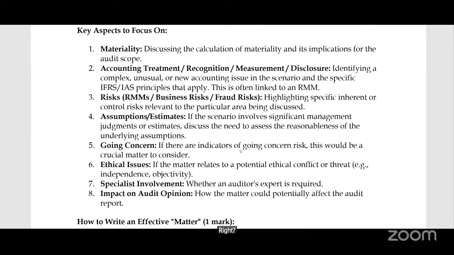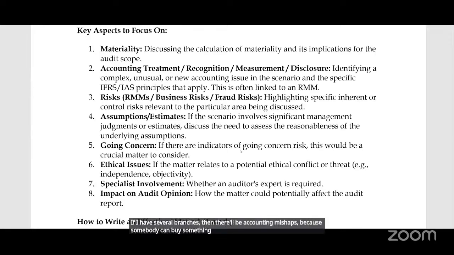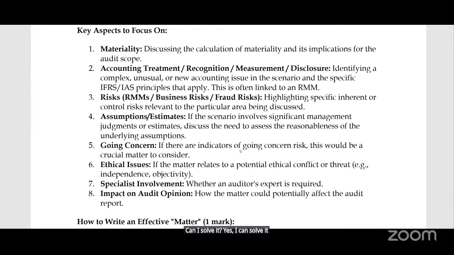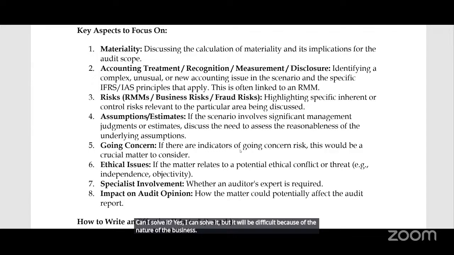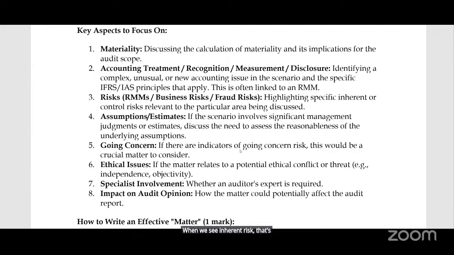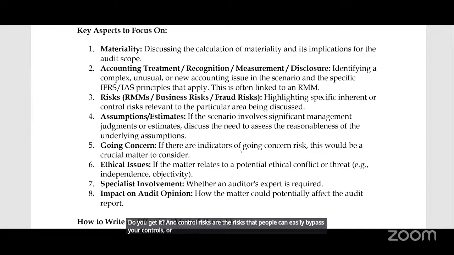Because they are inherent. If I have a complex group structure, then definitely there will be reporting issues. Do you understand? If I have several branches, then there will be accounting mishaps because somebody can buy something from this branch and return it to the other branch. Can I solve it? Yes, I can solve it, but it will be difficult because of the nature of the business. When we say inherent risk, that's what it means. It is tied to the business. Do you get it? And control risks are the risks that people can easily bypass your controls, or your controls are not effective enough to identify errors.